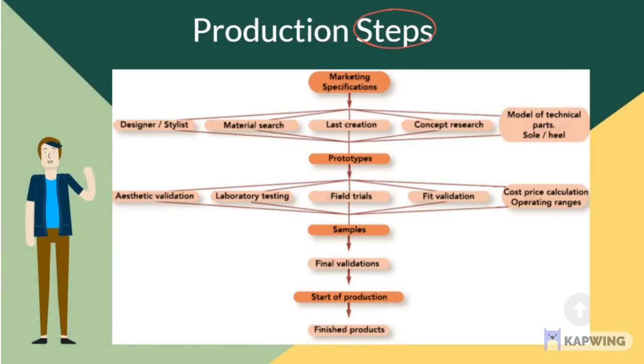So for the production process, it always starts with the marketing specification for the shoes, and then research, and then they create a prototype, and from the prototype they go into testing, and from that they get a sample from the test before they go through final validation and start production, and finally getting the finished product.